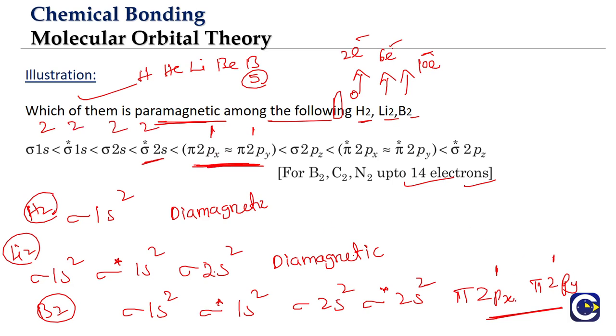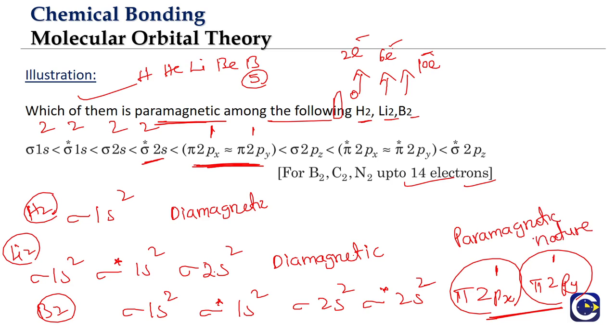Now we can clearly see pi 2px and pi 2py have unpaired electrons, which means B2, just like O2, will have paramagnetic nature. What is the question they are asking? Which of them is paramagnetic among the following? It is B2 that will have paramagnetic nature. What about H2 and Li2? They both will be diamagnetic because they don't have any unpaired electrons.